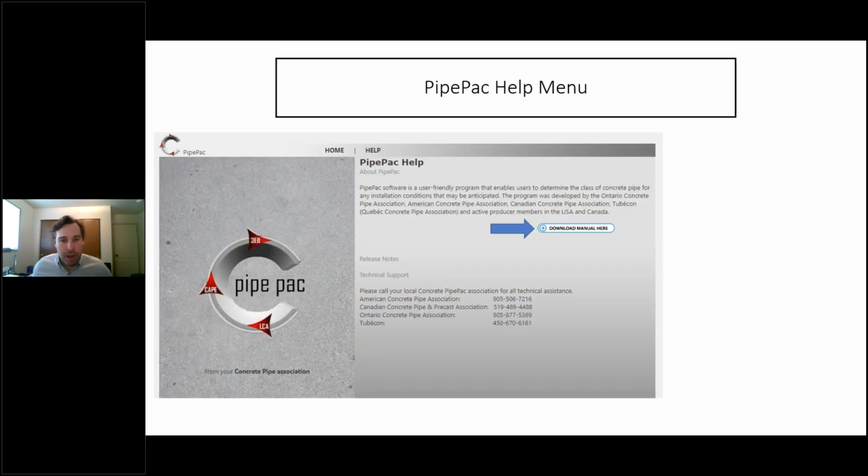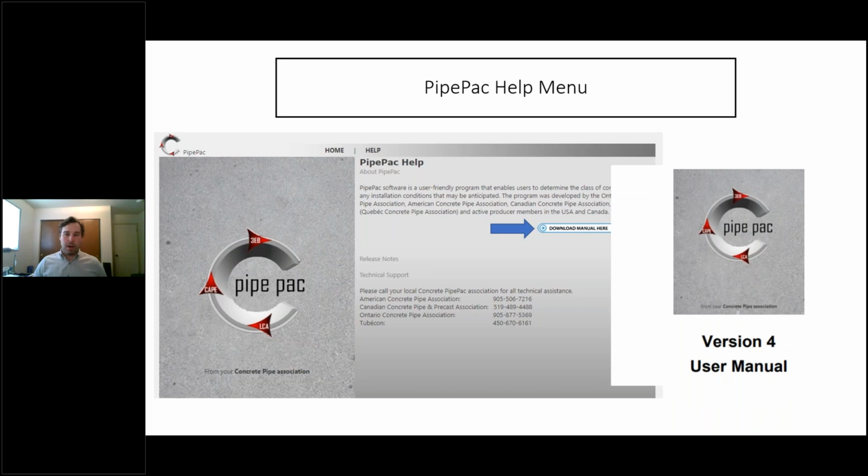Now, one quick note, we do have a PipePac help menu. If you were to click help and then download the manual here, it brings up a 103-page manual that has a ton of information on each variable, which options to choose, not only for the 3-Edge Bearing, but for the LCA and the CAPE programs also.